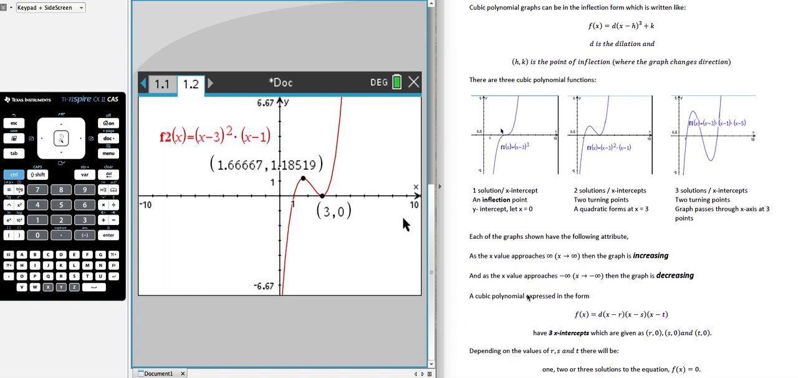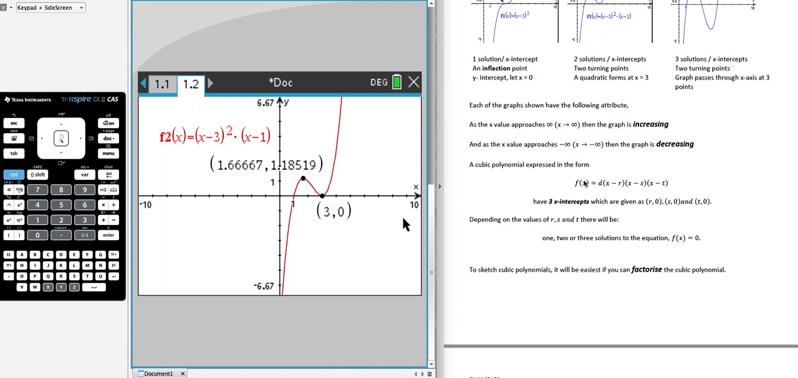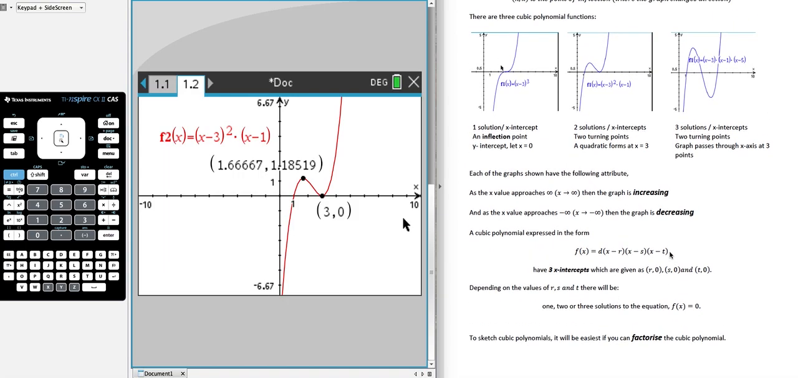A cubic polynomial expressed in the form d(x - r)(x - s)(x - t), in other words 3 linear factors, gives me 3 x-intercepts, (r, 0), (s, 0), and (t, 0). So 1, 2, or 3 solutions to the equation. We have to factorize; in other words, we have to find linear factors by using either the factor theorem, rational root theorem, quadratic formula, all those methods that we've been using before, to basically graph any of these sorts of things.